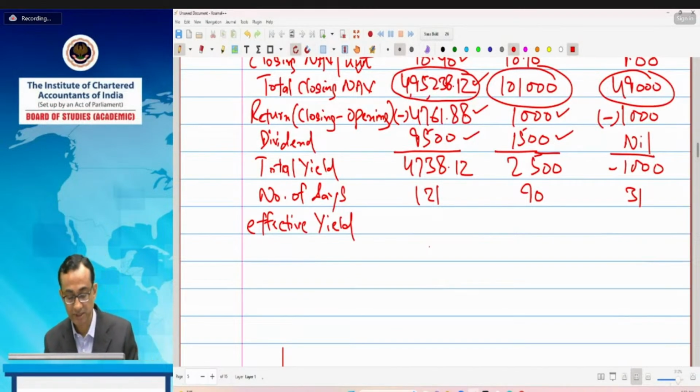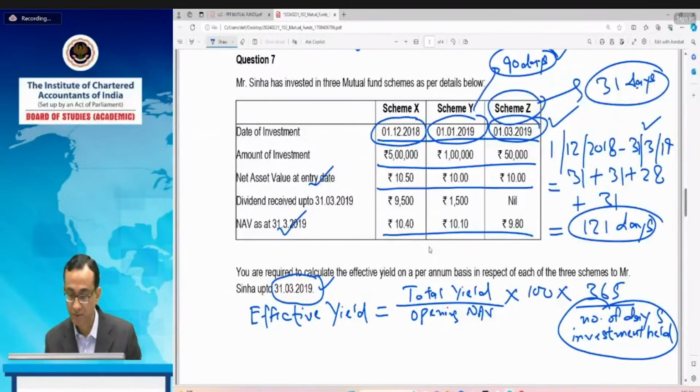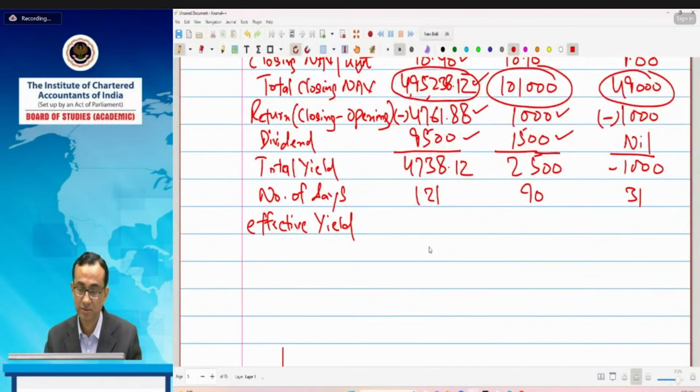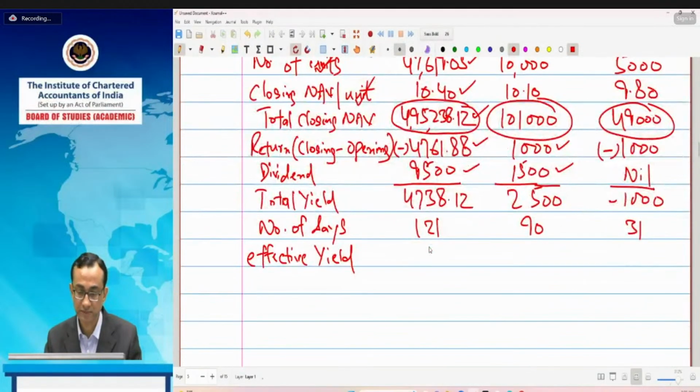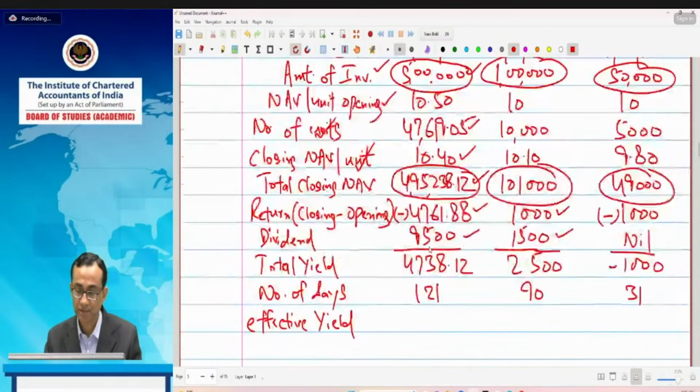The effective yield by the same formula: total yield upon opening NAV into 100 into 365 upon number of days investment held, because it is the total yield which has been calculated for the whole year. So we have to calculate the effective yield per annum. It was calculated for a certain number of days.